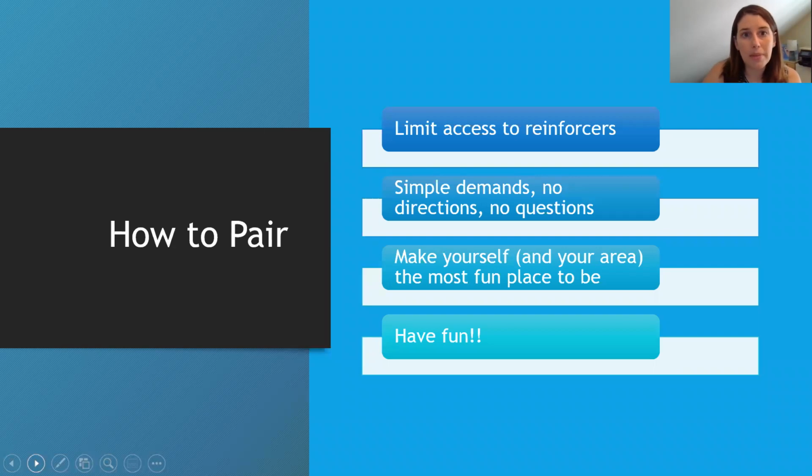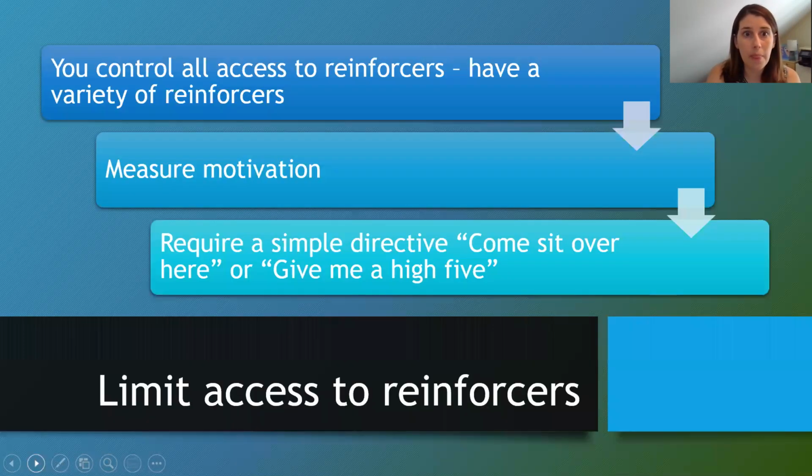So how do we pair? First, you want to limit access to reinforcers. You want to utilize simple demands with no directions and no questions. Make yourself and your area the most fun place to be and have fun. I'm going to break down all of these how-tos in the upcoming slides.